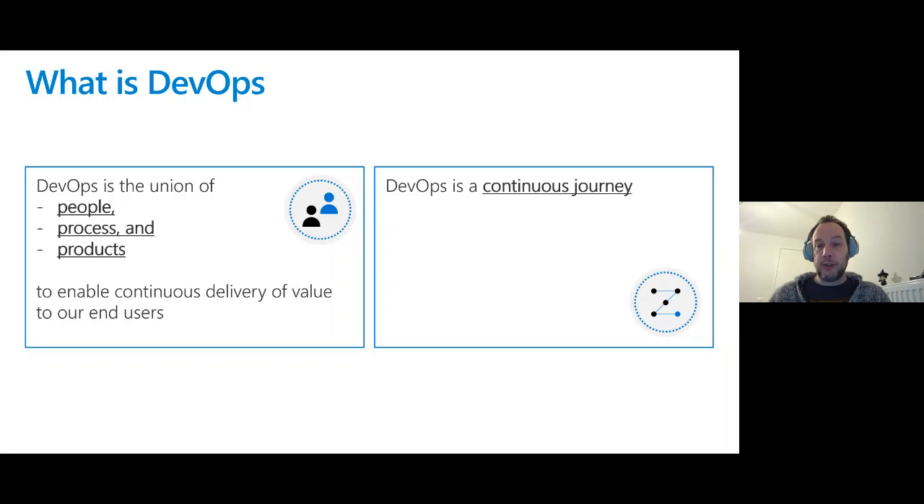Now, what is DevOps in short? It's not really a product. It's not about using a tooling, although to enable DevOps in your organization, you're probably going to use some tools. Azure DevOps could be just one of them.